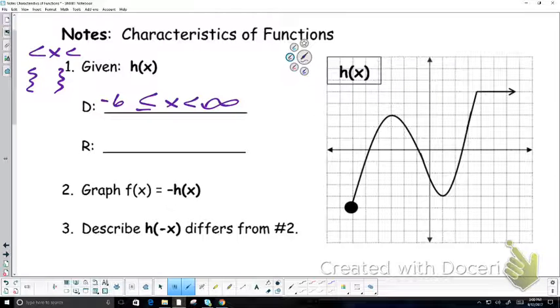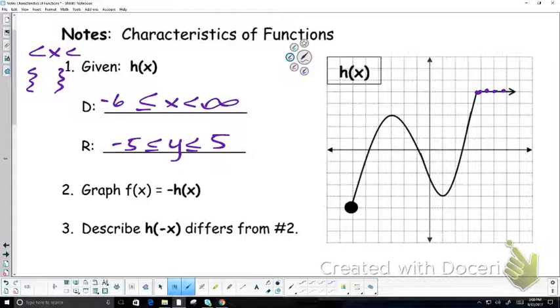Range? Less than y, less than? How low does it go? All the way to where? -5. -5, okay. Is it included or not? Yes. How high does it go? 5. Included or not? Yeah. Because look, that's point, that's point, that's point, that's point. So we have actually lots of y values of 5. So yes, it's included. We okay with that?